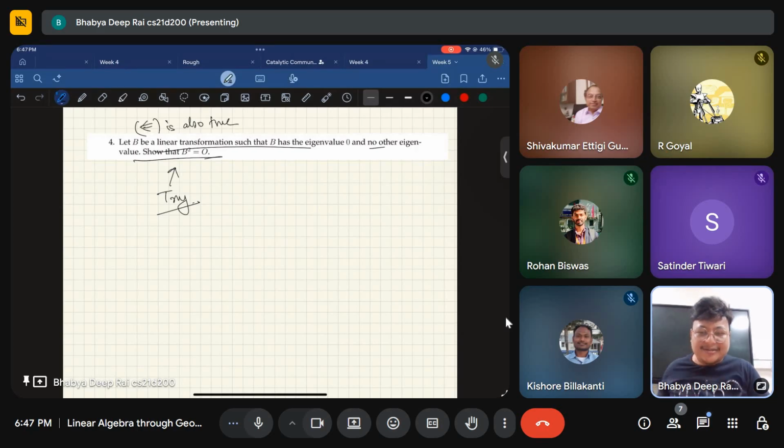Basically, it's not just that if b square is 0, then the only eigenvalue is 0. The opposite direction also holds: if the only eigenvalue is 0, then b square is the 0 matrix. So this characterizes having just 0 as the eigenvalue. Additionally, I want to ask you, what does it mean to have the only eigenvalue as 0?